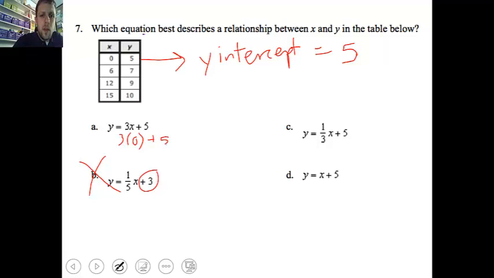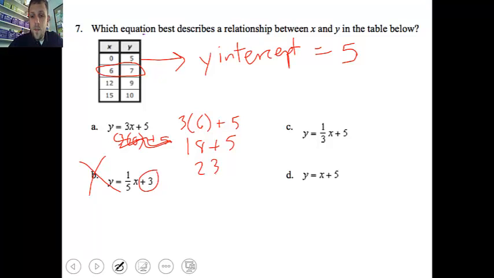So, no, I don't want to do that. I probably want to do this one. What's 3 times 6 plus 5? Which is 18 plus 5, which is 23. Nope. Let's do D. 6 plus 5 is 11. Nope. So it must be C.